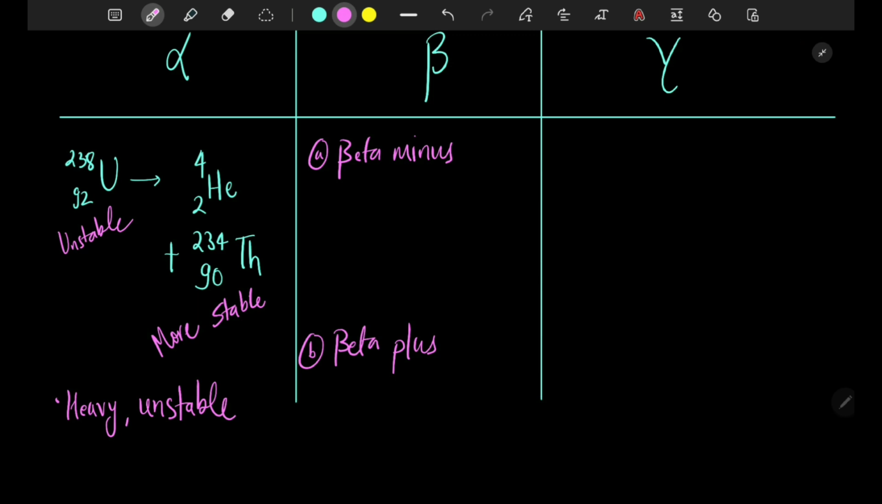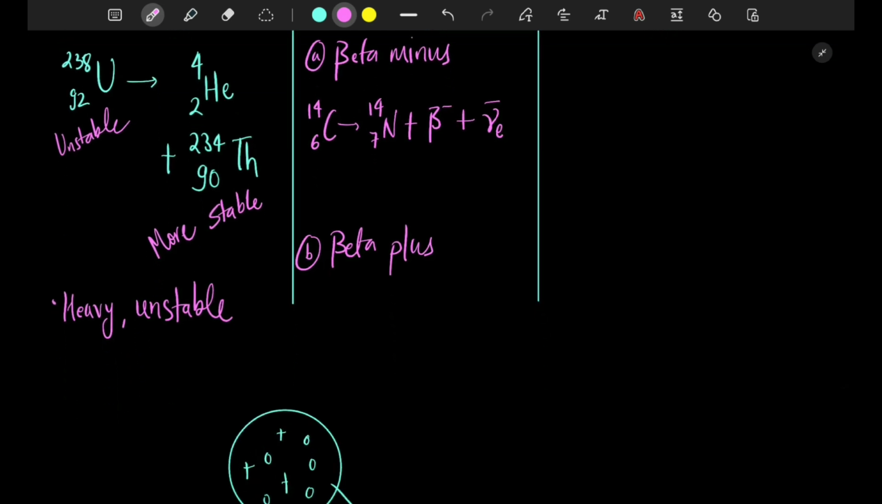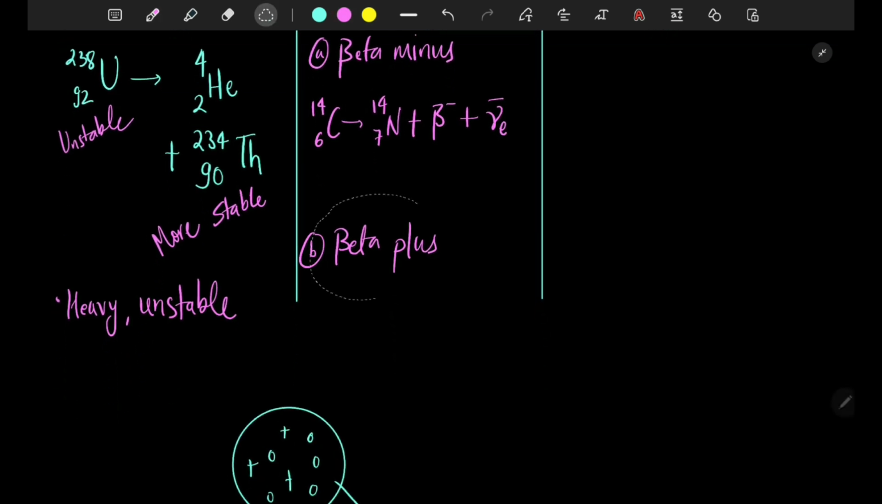I'll just write some examples so that I can explain clearly. For beta minus, I'm going to take the example of carbon-14 decay. Carbon-14 decays into nitrogen, and there would be a beta minus particle, and then there would be something called an anti-neutrino in this case. We'll discuss this. And then there is beta plus.